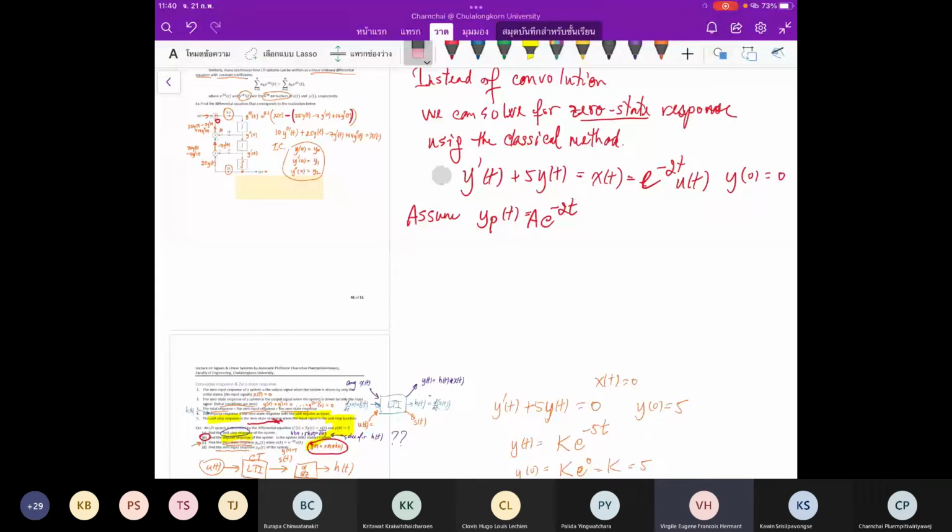This one we got negative 2a e to the negative 2t plus 5a e to the negative 2t, and it's supposed to be equal to e to the negative 2t, assuming t is greater than or equal to 0. So we got 3a equals 1, so a is 1/3. That's it, right?